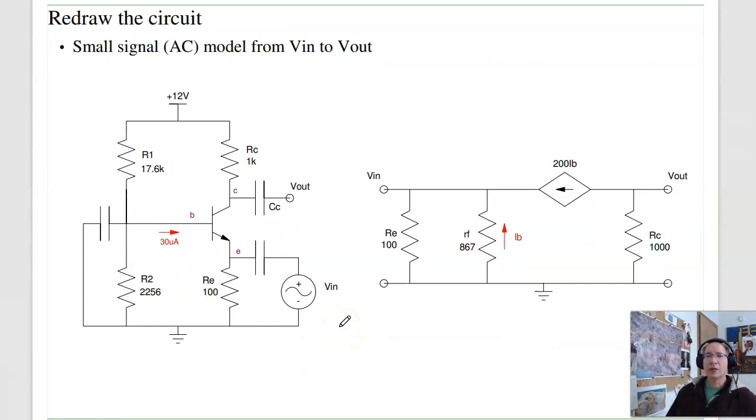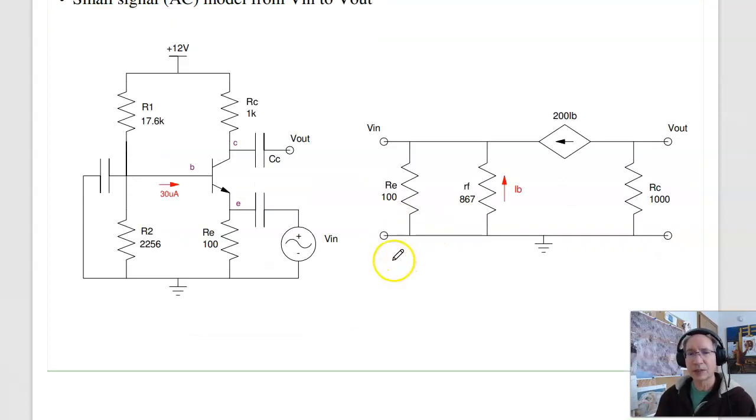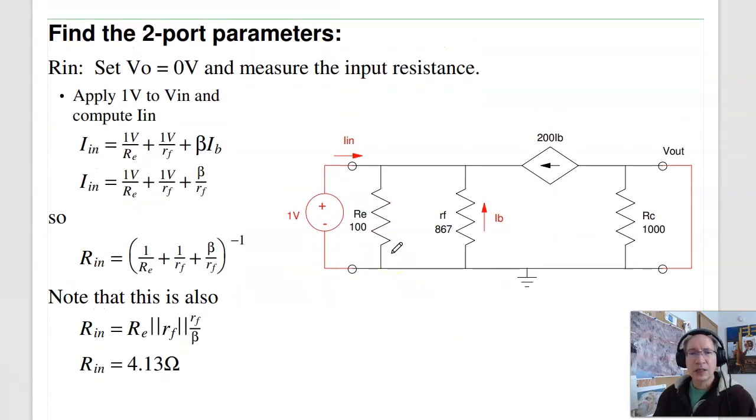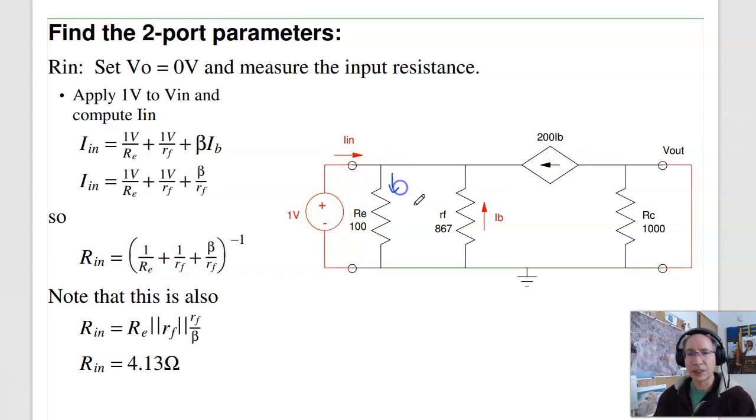I now want to find the two-port model. So for the two-port model, I'm going to go through 4 tests to find RIn, AI, ROut, AOut. For the first of those parameters, let's find RIn. Again, I don't really know what to do with that current source, so what I'm going to do is apply a 1 volt test voltage and see how much current I draw. If this is 1 volt, this current is 1 over 100.